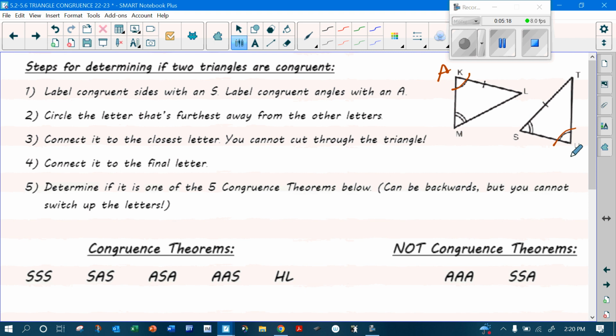So this angle goes with this angle. This angle goes with this angle. So this angle goes with this angle. And this side goes with this side. So check, we did that.